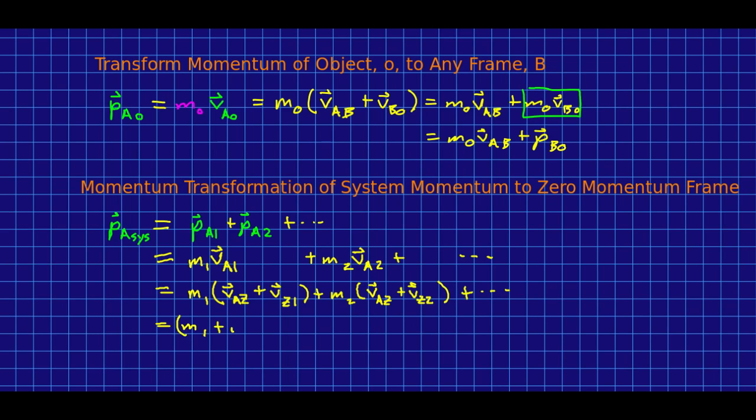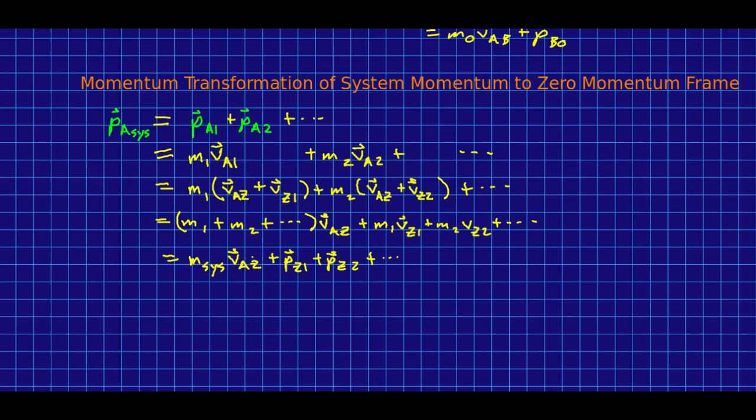Now if I just collect terms, so I'm going to collect all the VAZ terms, and then collect all the other terms. And this sum of inertias here is just the total inertia of the system. And these remaining terms are just the individual momenta of the objects in our zero momentum frame. But notice that is just the sum of those momentums, and so all of this is just the momentum of the system in the zero momentum frame. So what we've got is this.